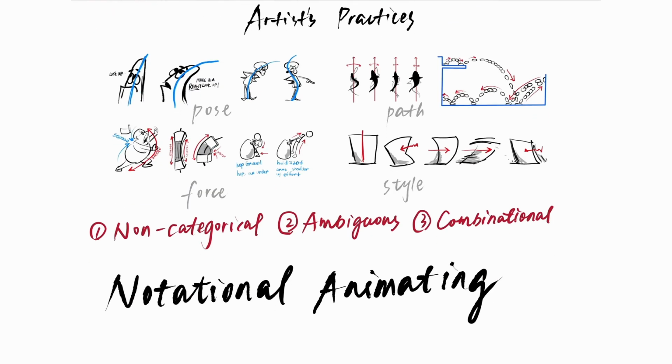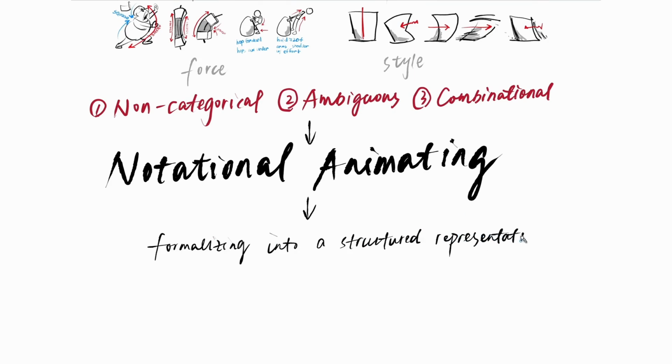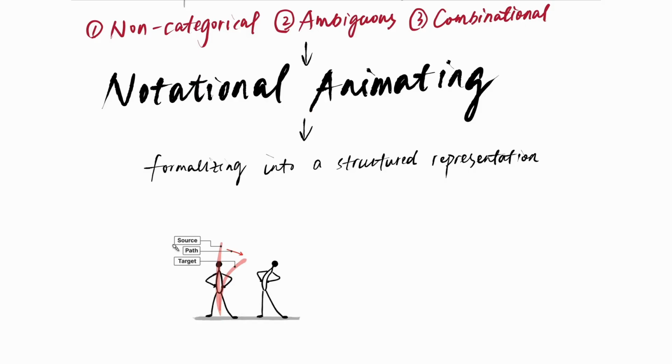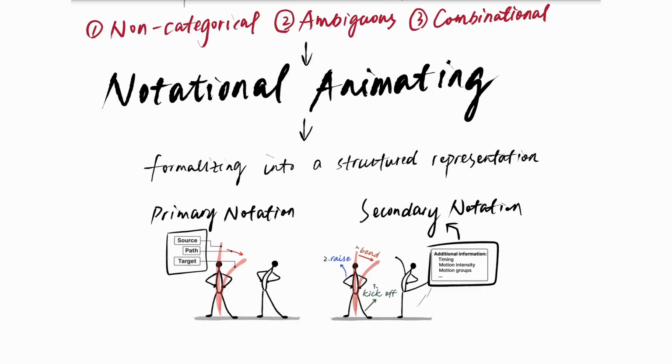In notational animating, we keep the notations informal, but we read them with structure. We formalize these notations into an intention representation. The primary notations capture a motion triplet: source, path, and target. Then the secondary notations add additional info like style, timing, and intensity. Now let's see how animators can create and edit keyframes with notational animating.